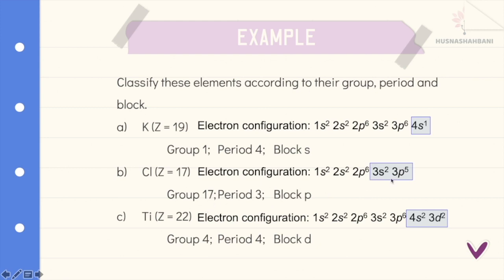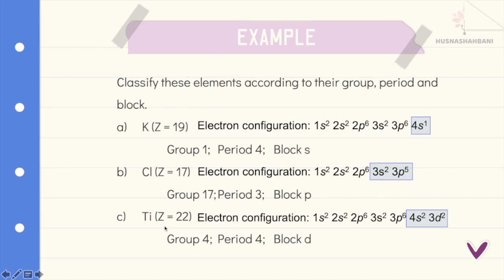Period 3, the highest n, the n of the valence electron. So that's why period 3, block p. Block p because it involves p orbital and s orbital. If the question asks for reasoning, don't write that this element is in block p because it involves p orbital. Wrong. Block p must involve p orbital and s orbital.